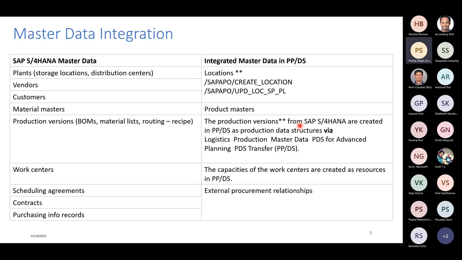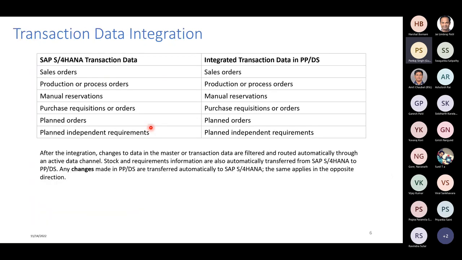So coming back to the PPT, now I think this slide will probably make more sense. This is the table where we talk about what master data in S4 are relevant for our PPDS planning, and are sent across to PPDS to create these master data: location master, product master, PDS, and resource master. These are the master data in PPDS and how the fields are mapped. We just talked about that. We go to the next one, and this is transaction data integration.